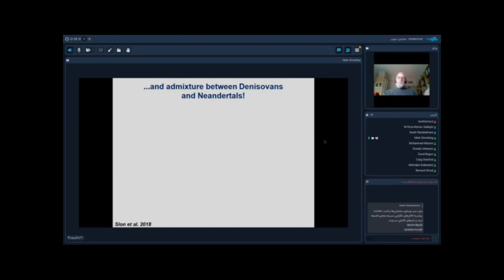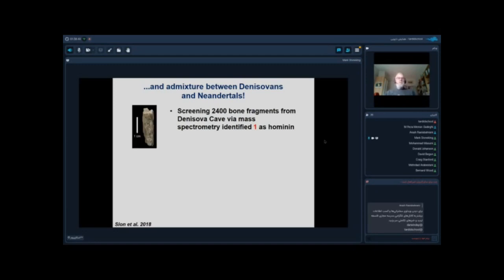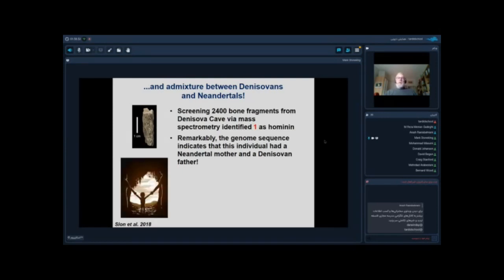But a few years ago, a method was developed to look not at DNA, but at ancient proteins. And with ancient proteins, you can tell what family of mammals you're dealing with. And so in one of these studies, 2,400 bone fragments from Denisova Cave were screened by this mass spectrometry method called ZooMS. One of those was identified as being a hominid. So now you do the ancient DNA on that one fragment, and here it is in all its glory. And remarkably, the genome sequence indicates that this individual had a Neanderthal mother and a Denisovan father. And there's also some indication that the Denisovan father had some Neanderthal ancestry as well.